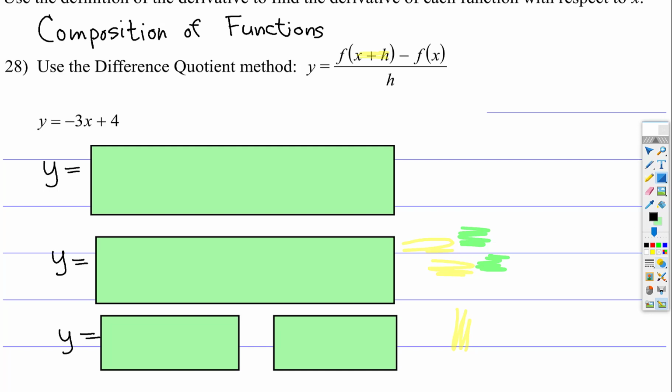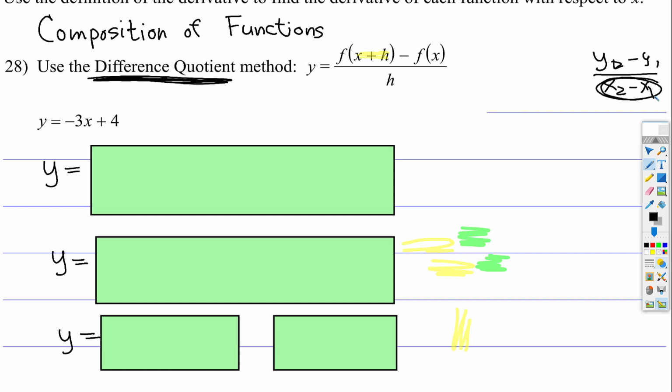Okay, I'm going to talk to you a little bit about a special type of composition of functions. It's called the difference quotient method. You'll probably end up using this more when you get to calculus, but it's still handy to know. It's almost a fancier way of finding slope. Remember, slope is y2 minus y1 over x2 minus x1.